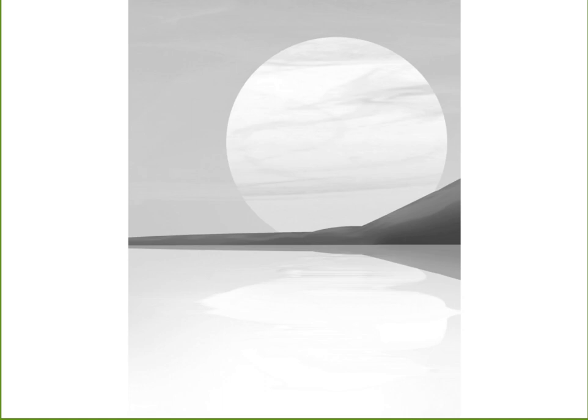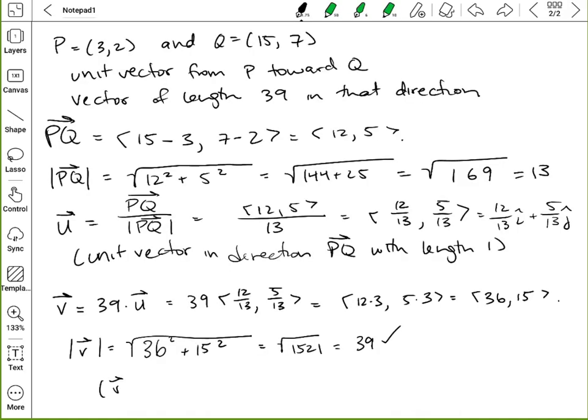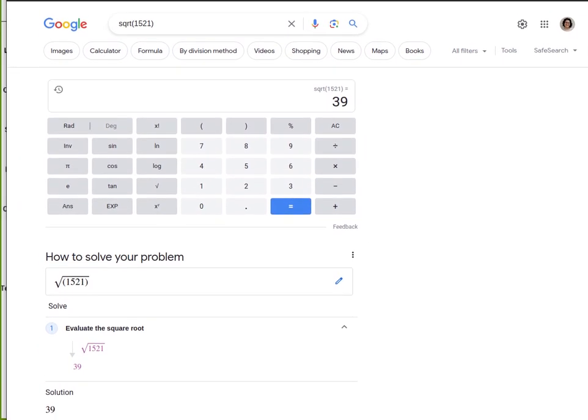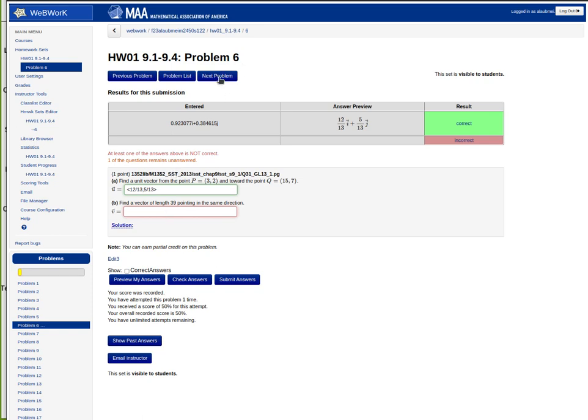Oh shoot, sorry, my screen turned off for some reason. V is a vector with length 39 in the same direction as U. And so my answer for the web work, what it actually asked me, is right here. I just did this last part so you could see that it does work. So that's how you do problem 6 if you were having trouble with it.